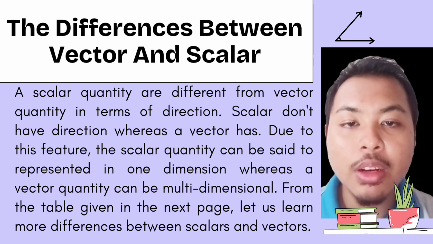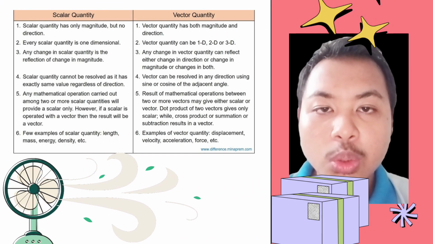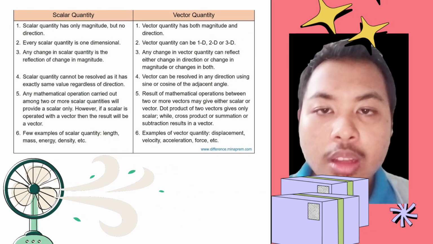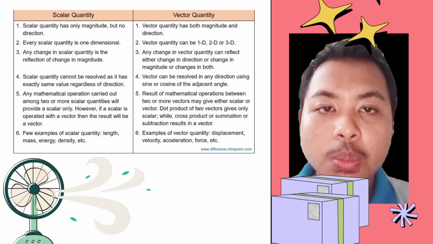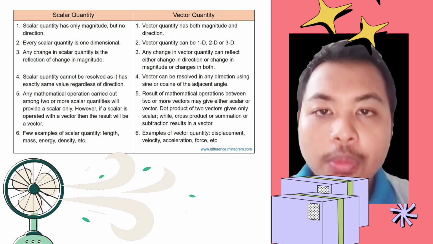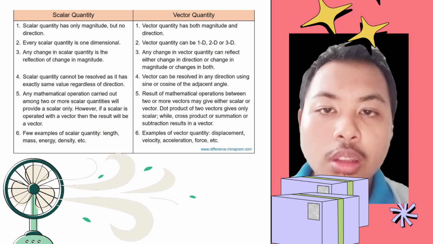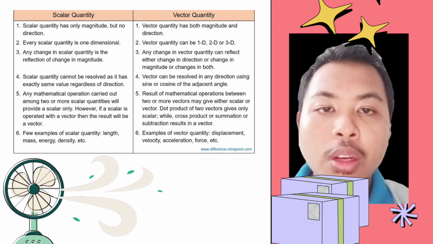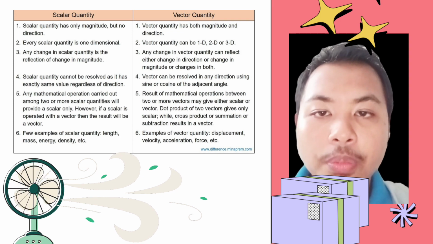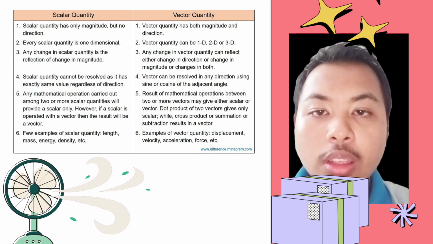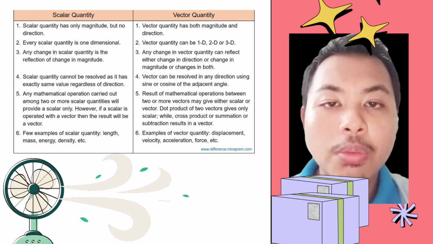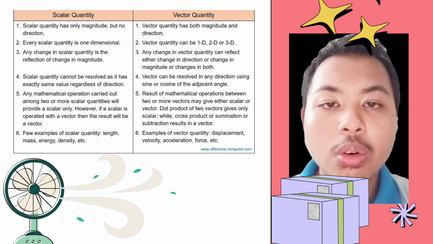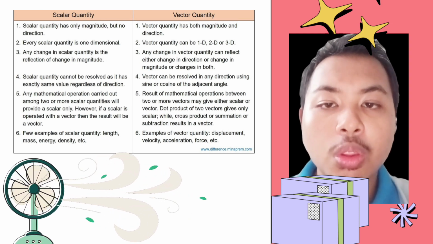From the table given on the next page, let us learn more about the difference between scalar quantity and vector quantity. A scalar quantity has only magnitude but not direction, while a vector quantity has both magnitude and direction. Every scalar quantity is one-dimensional. A vector quantity can be 1D, 2D, or 3D. Any change in a scalar quantity is the reflection of a change in magnitude. Any change in a vector quantity can reflect either a change in direction, or a change in magnitude, or changes in both.